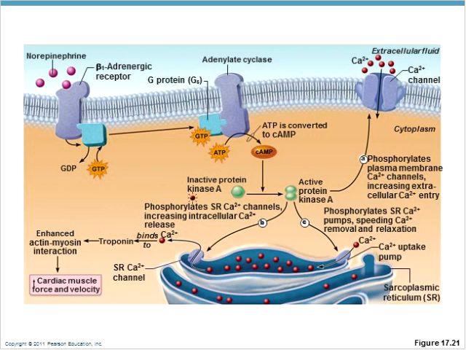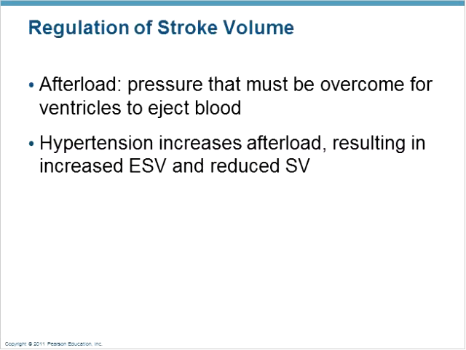Adenylate cyclase can produce an inactive protein kinase A or an active protein kinase A, and all sorts of things can happen downstream, and you get kind of a feel for how that happens down the road. When we talk about regulation of stroke volume, we have to talk about afterload. And afterload is the pressure that must be overcome for the ventricles to eject blood.